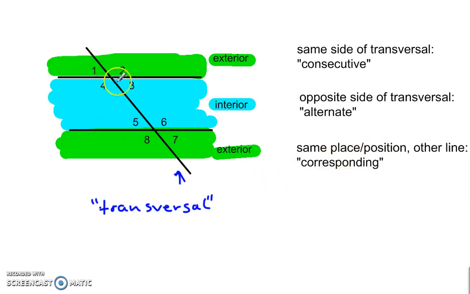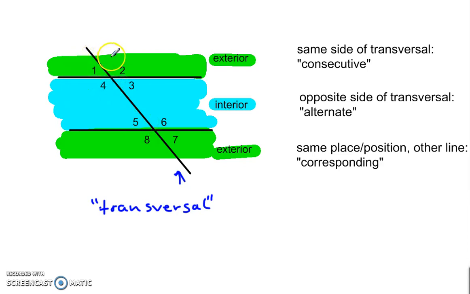So 1 is top left. On the other line, top left is 5. So 1 and 5 are corresponding angles. Corresponding angles are congruent, and so are alternate interior angles and alternate exterior angles. Consecutive angles are supplementary, and supplementary means they add to 180 degrees. Complementary means they add to 90 degrees.